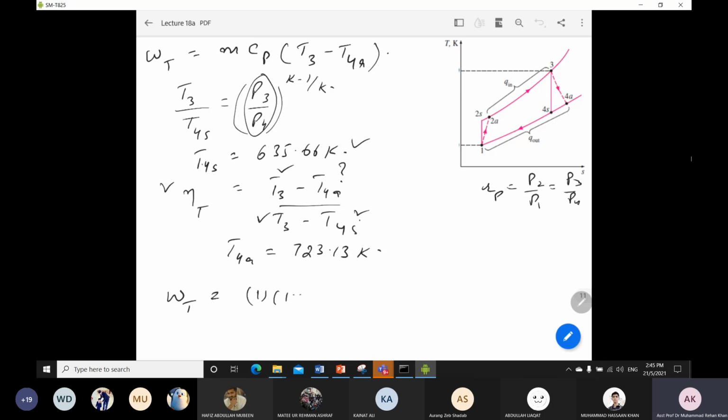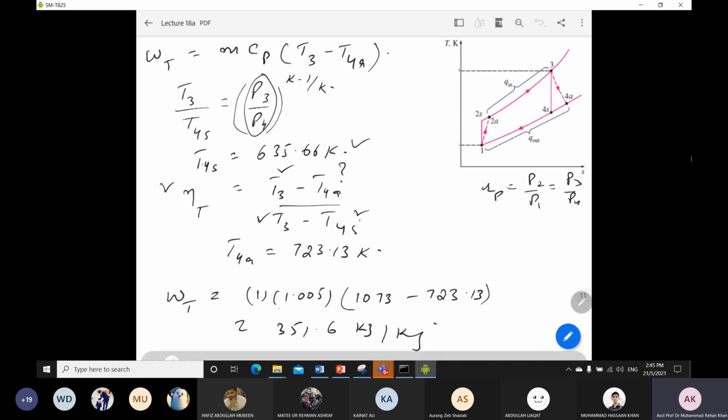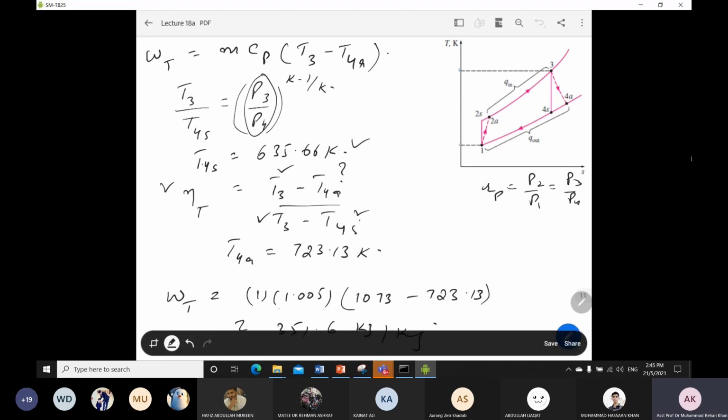Now T4A is known to us, so we can simply put the values in equation 1: the Cp value is 1.005, the T3 value is 1073, and the T4A value is 723.13. If we solve it, it turns out the turbine work is 351.6 kilojoule per kg. So this is the solution for your second desired thing, which is the turbine work.